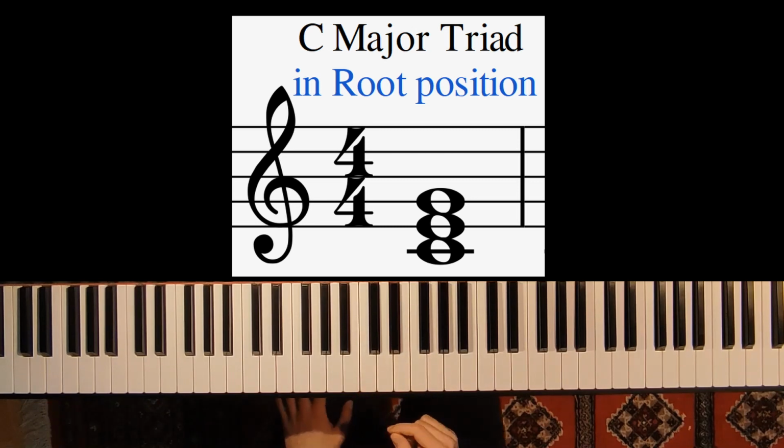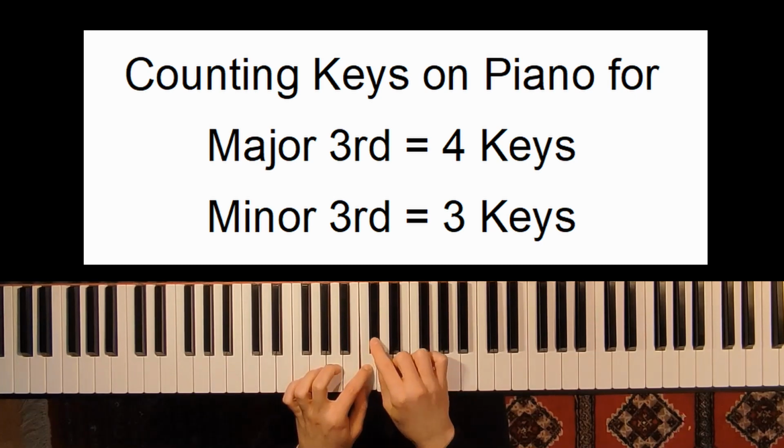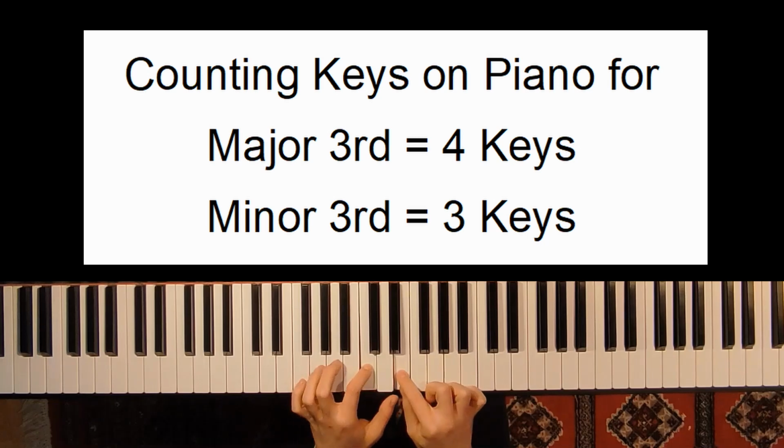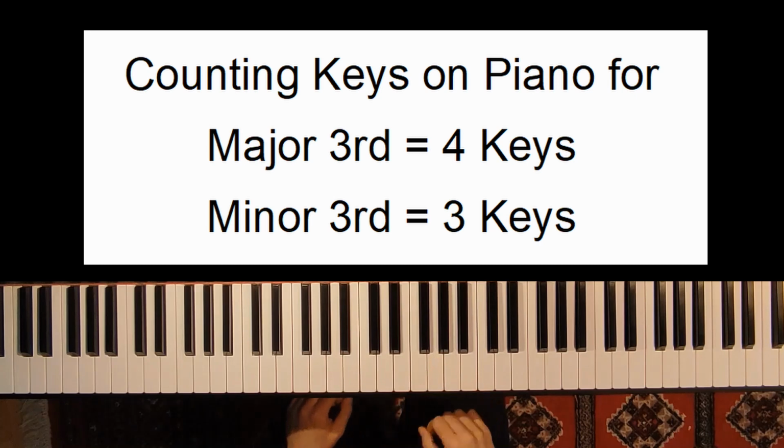Now you can also count the keys if you want, so a trick for piano is that you have a root, and then for building a major third you can count 1, 2, 3, 4. This is a major third, and now for minor third 1, 2, 3. So for minor third always 3 notes, and for major third always 4 notes.